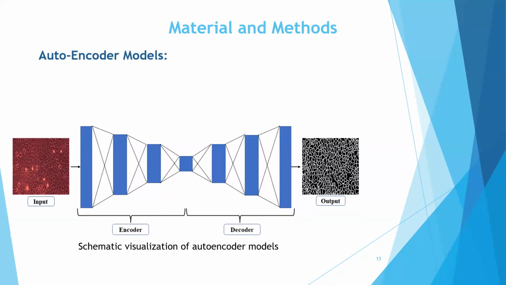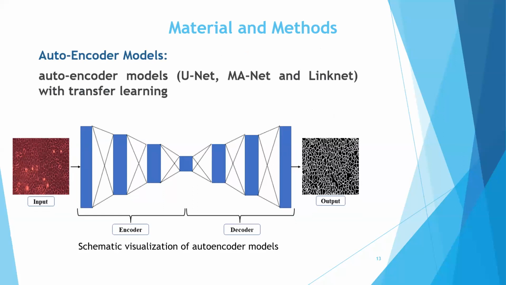In this study, the autoencoder models UNet, MANet, and LinkNet with transfer learning are developed in order to increase the success of the classic models by providing less memory usage and shorter training time in the segmentation of HaCaT cell culture line. That concludes my second topic.